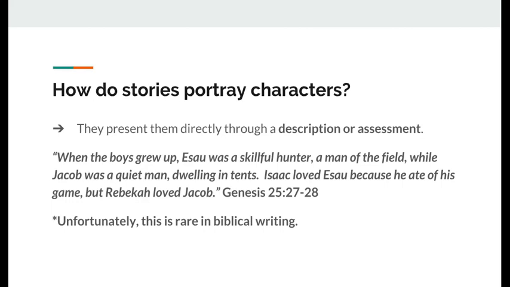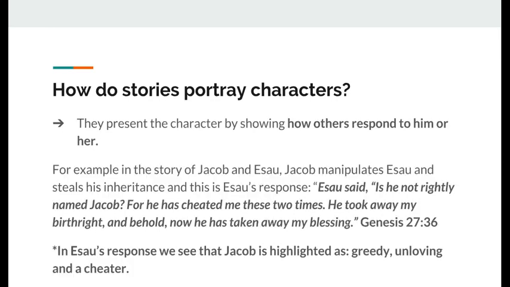So this is a pretty obvious example. They're just describing these two characters, Esau and Jacob. Esau, a skillful hunter, Jacob, a quiet man. We'll also see the contrast in Isaac loving Esau and Rebekah loving Jacob. So don't you think, if the author is taking the time to present this to us in such a factual manner, that he wants us to get that? He wants us to understand these aspects of these characters. Unfortunately, this is rare in biblical writing.